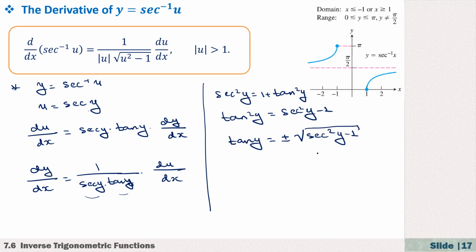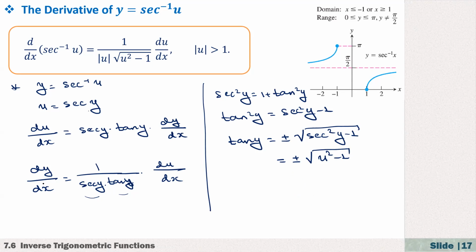And we know that the secant of y is equal to u. So if I substitute u here, we have plus or minus the square root of u squared minus 1. Okay, so now, which one should we take? Is it plus or minus?